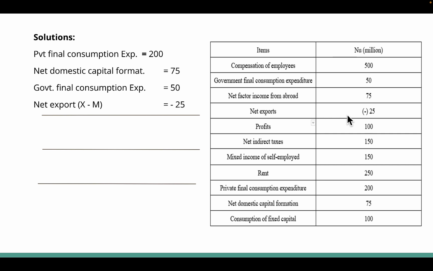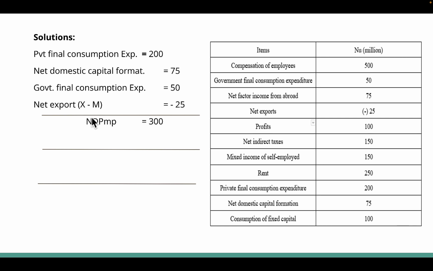Here net export is negative, which means the amount of money that we receive from our export is less than the money that we pay for the import. So that's why it's negative, so it has to be deducted. Therefore 200 plus 75 plus 50 minus 25 is 300. So this will give us the net domestic product at market price.